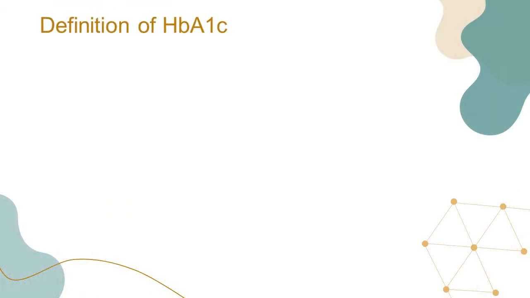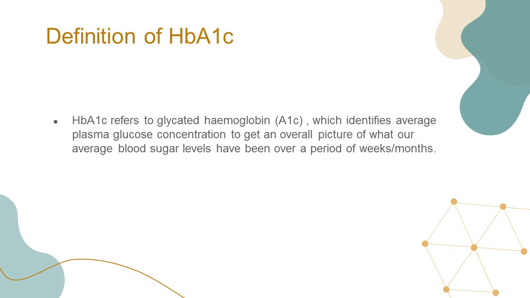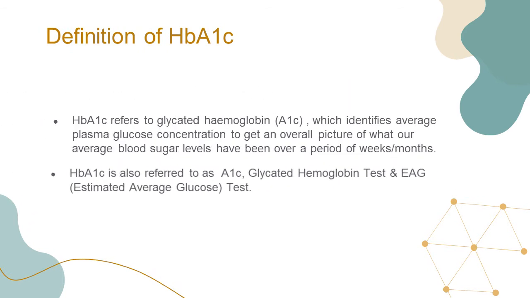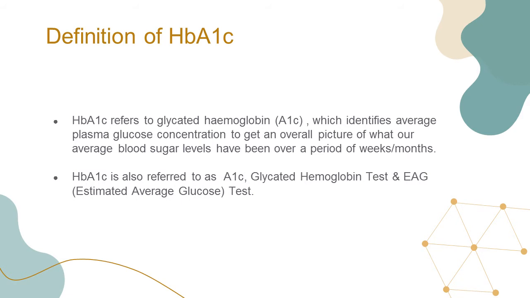Definition of the hemoglobin A1c test. Hemoglobin A1c refers to glycated hemoglobin A1c, which identifies average plasma glucose concentration to get an overall picture of what our average blood sugar levels have been over a period of weeks or months. Hemoglobin A1c is also referred to as the A1c glycated hemoglobin test and estimated average glucose.